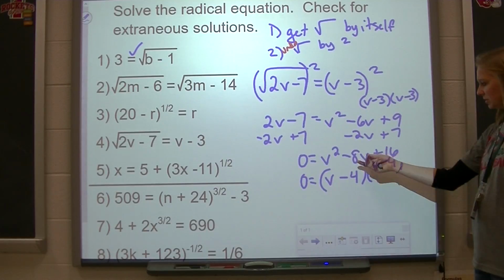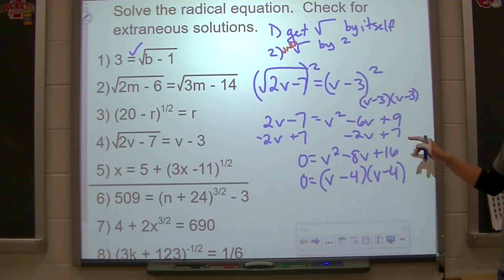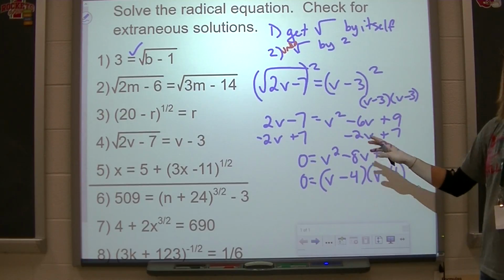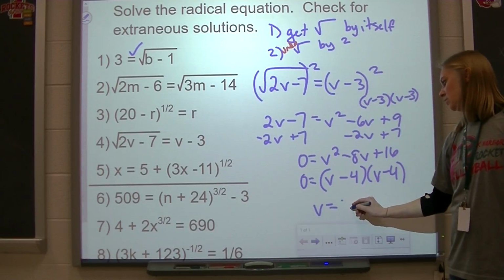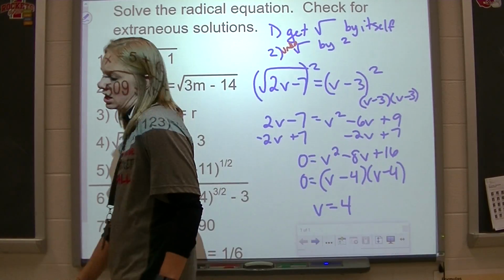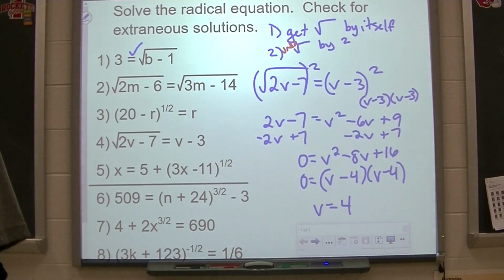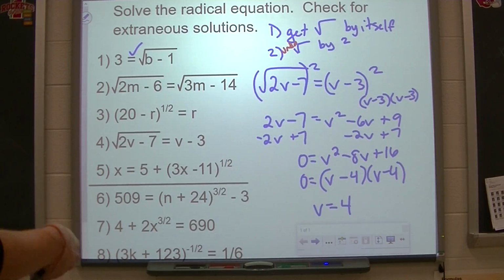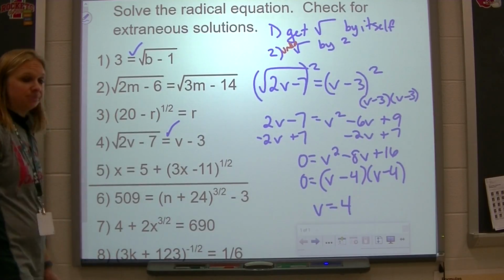My c is positive, and my b is negative, so I know both my signs are going to be negative. My only factors of 16 that add to 8 are 4 and 4. So my answer is going to be v equals 4 for both, once we set each factor equal to 0. So I'm going to take v, I'm going to plug it in. 2 times 4 is 8. 8 minus 7 is 1. The square root of 1 is 1. And 4 minus 3 is 1. 1 equals 1. That checks out.